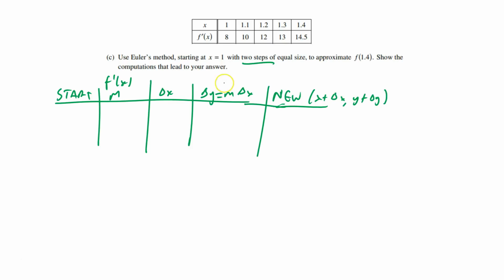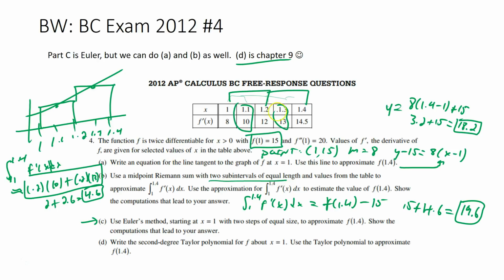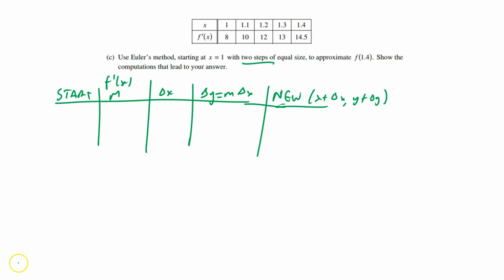Okay, so our starting point, we're starting at x equals 1. Well, what's the y-coordinate? I think they gave that to us. Let's see, the y-coordinate, it looks like, is 15. So f of 1 is 15, so we start at (1, 15). The derivative when x is 1 is 8. They give it to us. Awesome. So delta x, let's see, they want us to use 2 steps to go from 1 to 1.4. So that's 1 to 1.2 to 1.4. So it looks like our step size is going to be 0.2 each time. You're just doing 2 steps. So if it was 1 step, we'd do 1.1, 1.2, 1.3, 1.4, but we're just doing 2 steps.